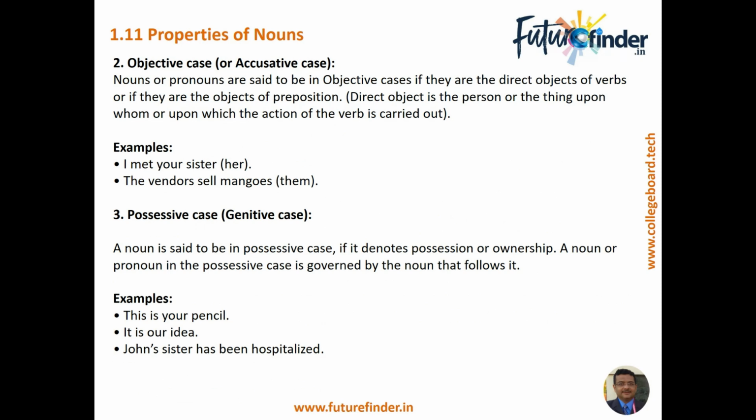I met your sister. I met her. The vendors sell mangoes. So what is being sold? Mangoes are being sold. And who sells them? Vendors sell them. But the sell, as you can see, comes before the mangoes, what is being sold, right? These are all in the objective case. Sell is being done, and what is being sold out here, obviously mangoes, comes after what is being done. Basically, these are all cases of objective nouns.